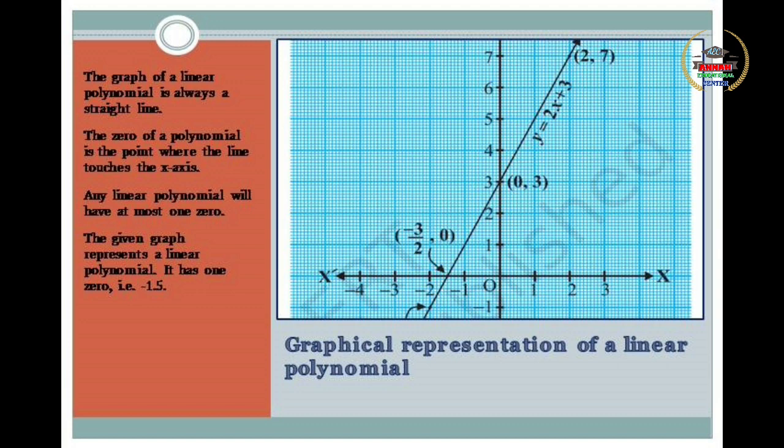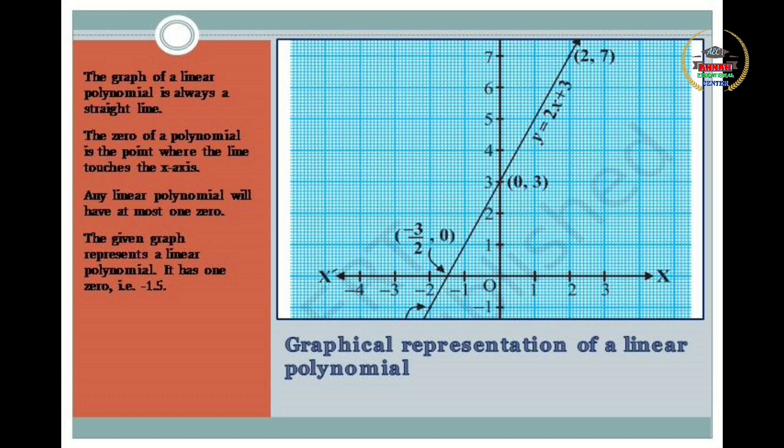The given graph here represents a linear polynomial because you can see a straight line there. Now it has 1 zero because it is touching the x-axis at one particular point, that is minus 3 by 2, which is nothing but minus 1.5.